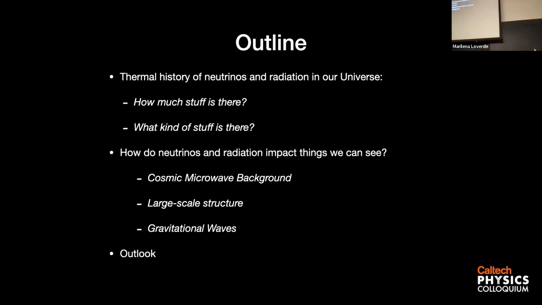Okay, so the outline of the rest of my talk is: I'm going to present a thermal history of our universe, focusing on neutrinos or other contributions to radiation, meaning relativistic particles that could have been produced in the hot Big Bang. And the questions I'm interested in are, how much of that stuff is there? And what kind of stuff is there? Are there things that we can learn about neutrinos or other relativistic particles produced in the early universe that could be used to help diagnose what they are?